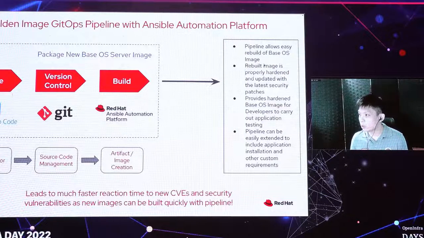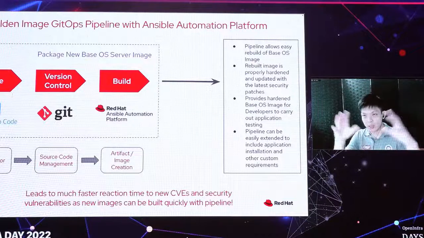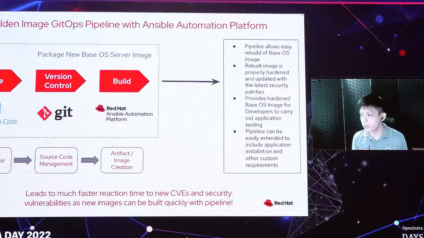So if you have a pipeline, it allows easy rebuild of the base image. The rebuilt image itself is going to be properly hardened and updated with the latest security patches. Something that we can actually do manually, of course, but in this case, we are talking about also introducing things like CI/CD into this whole process, to be able to create your hardened base OS for the developers to carry out application testing. You don't actually want people testing on stale images or images that are not properly hardened.